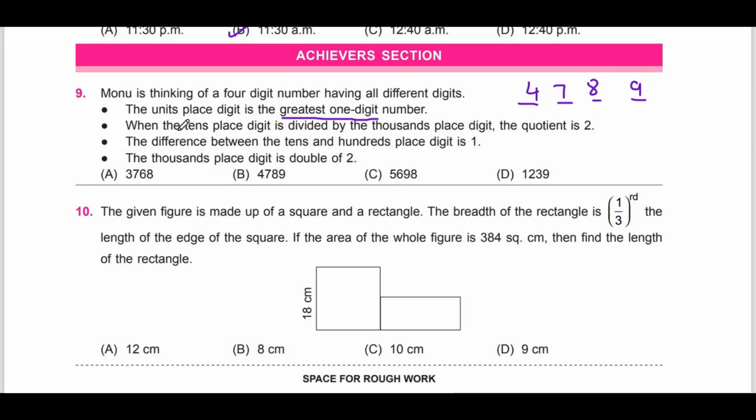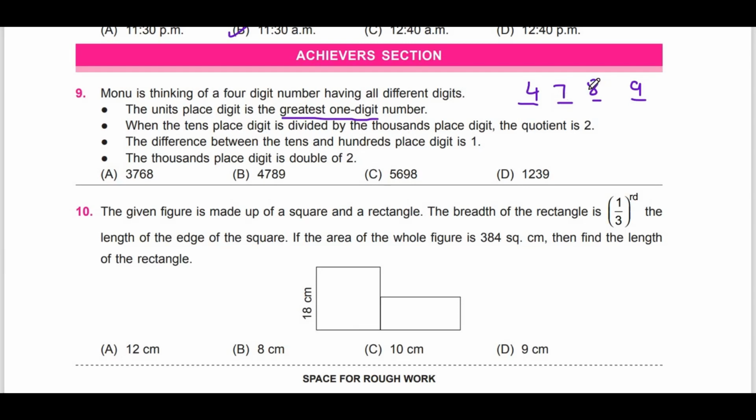When the tens place digit is divided by the thousands place digit, the quotient is 2. So 8 divided by 4 is 2. Right. So this has solved this criteria. Now let's see the 3rd clue given to us. The difference between the tens and the hundreds place is 1.